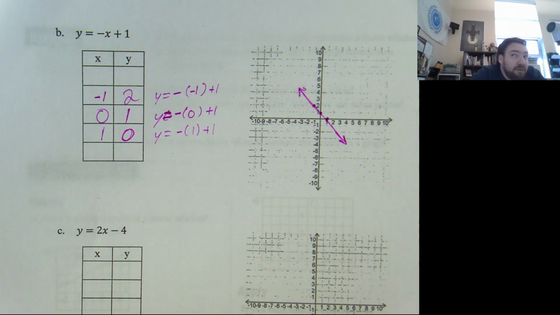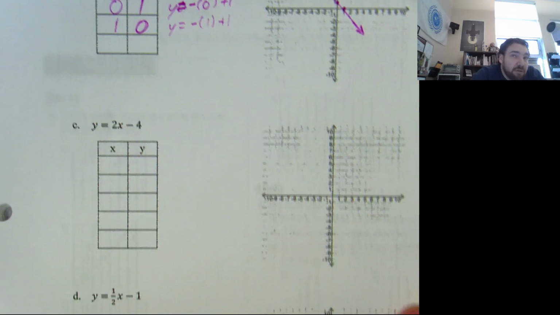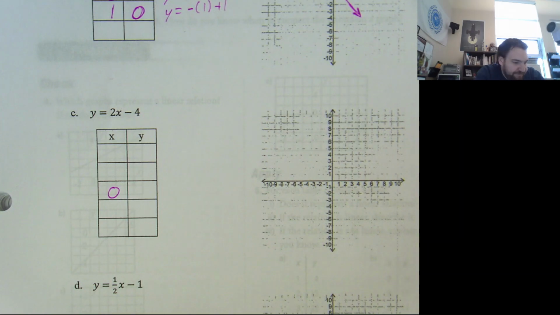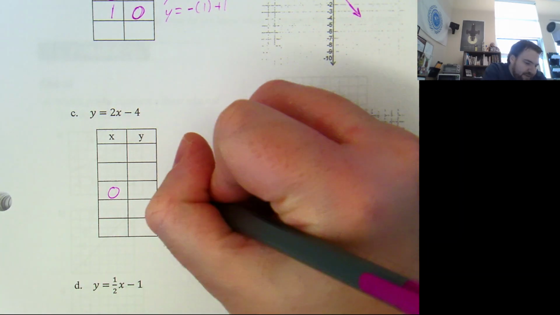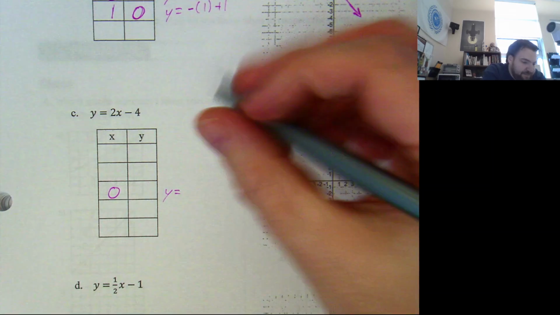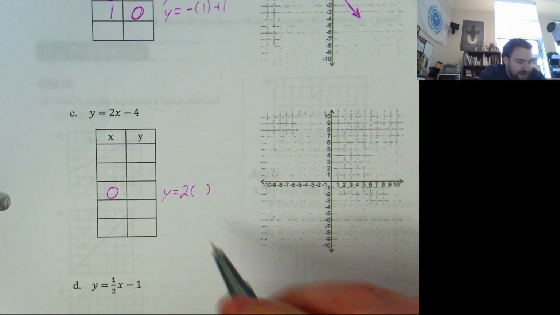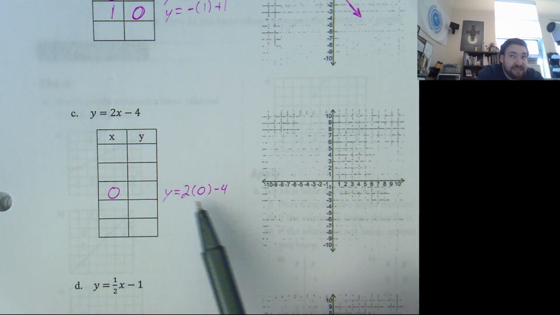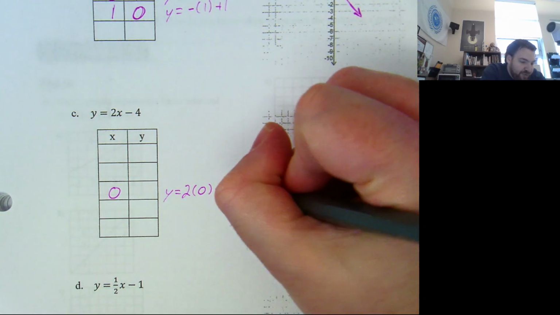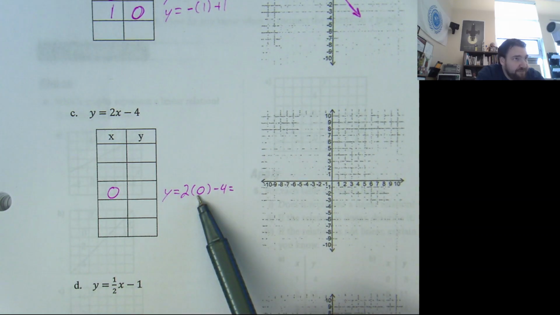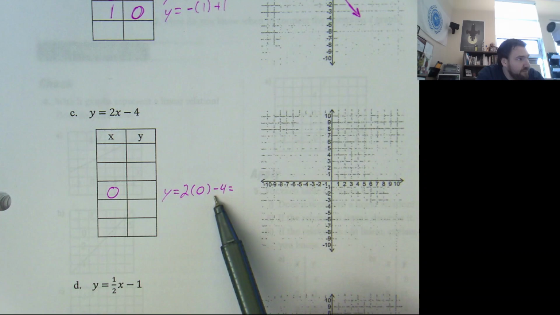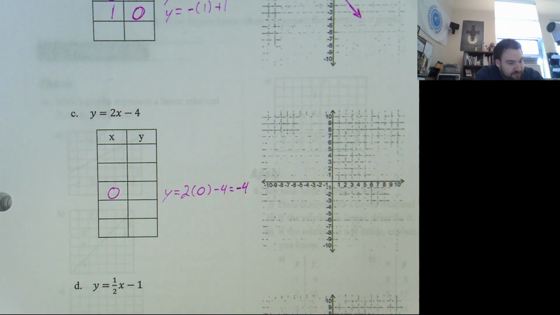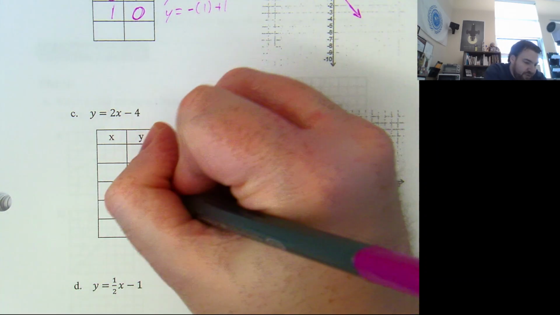Here we go, C. Okay, 0. We always start with 0. 0 is great. Y equals, and I substitute these things in. I write the equation. I replace my variable with a set of brackets, and then I put the value that I want to substitute in inside those brackets. And now I go ahead and do that math. 2 times 0 is 0, and 0 minus 4 is -4. So that's our first point.